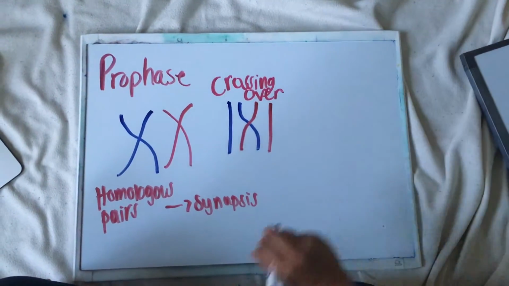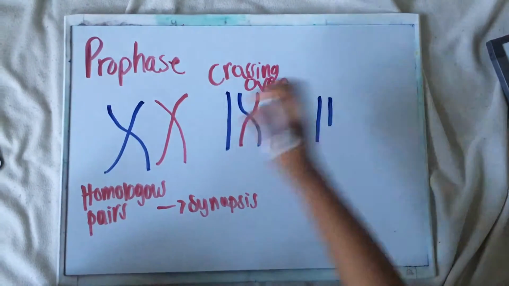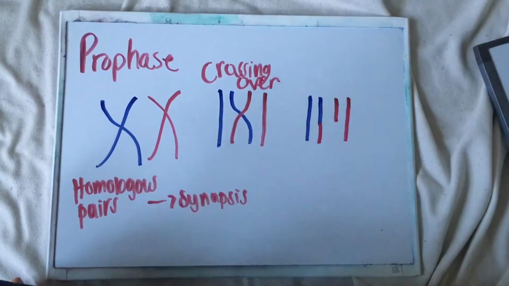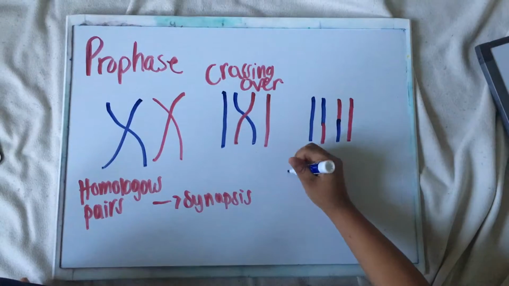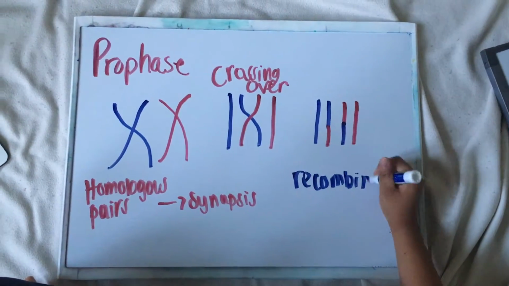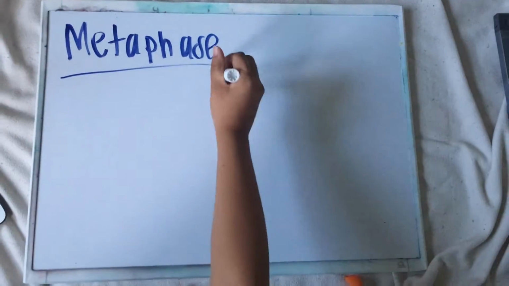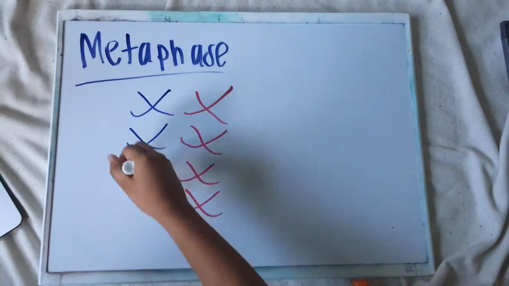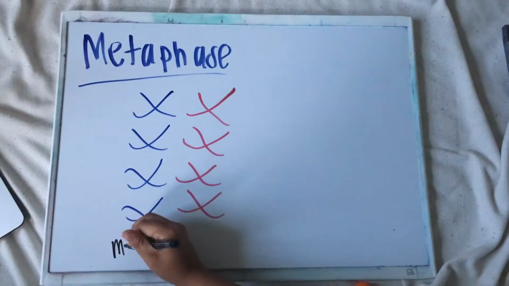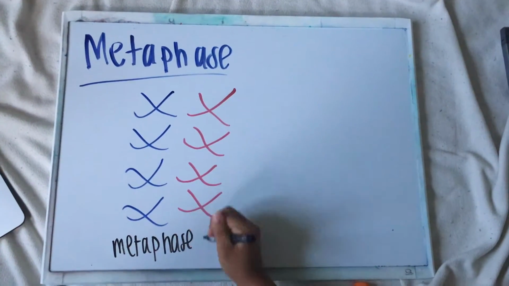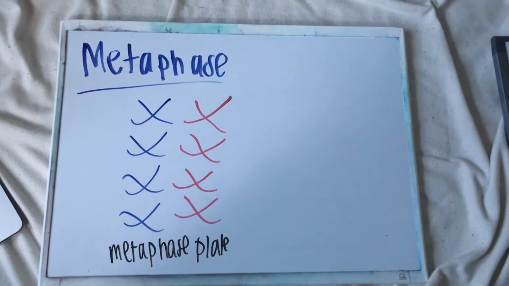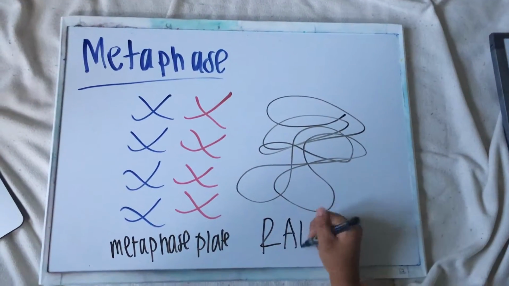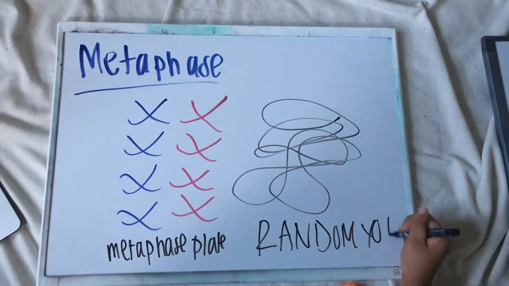So, this provides genetic variation, and by that, the chromosomes will have several alleles or different forms of the same gene, which is called recombination. In metaphase 1, the chromosome pairs are now lined up at the metaphase plate. And their alignment is random, which means that the copy of each chromosome that ends up in the daughter cell is random.